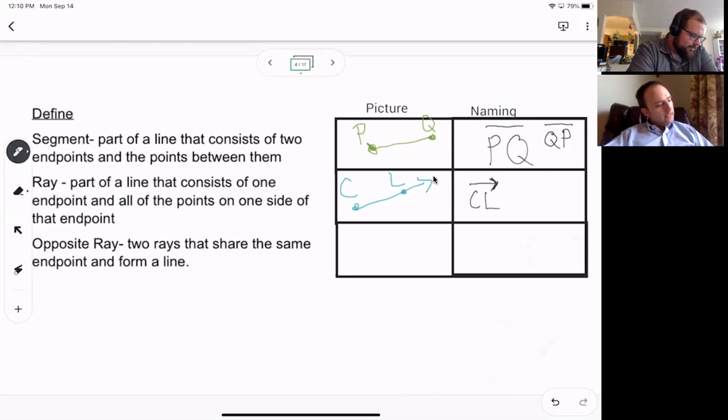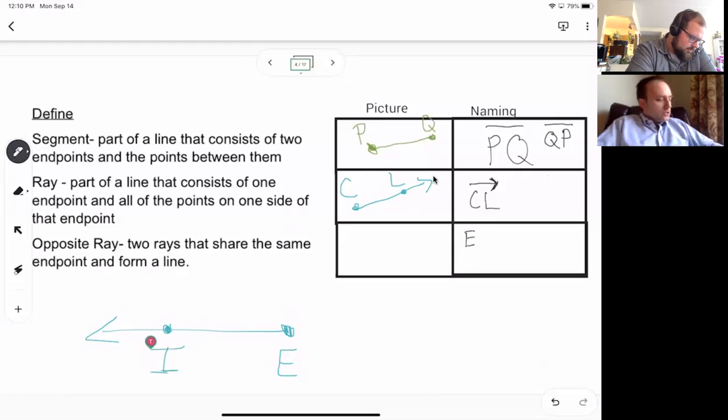That's true. Now, the last part is an opposite ray, two rays that share the same endpoint and form a line. So if I take a ray, I'm going to draw it down the bottom because I want more space. I'm going to draw it to the left because I've been complaining about that. To the left. Right. And I'm going to name it EI because I'm thinking of Old MacDonald. So that's a ray. Mr. Carlson's going to write that down as ray EI.